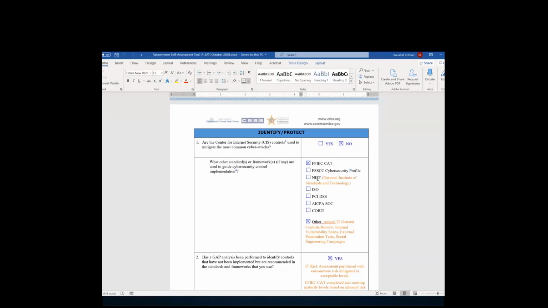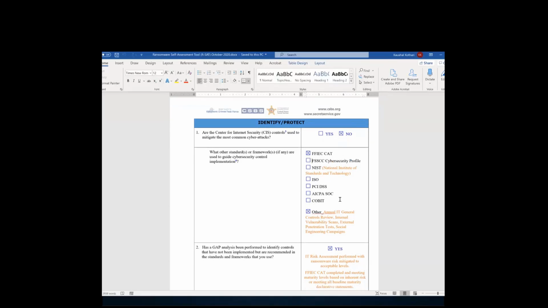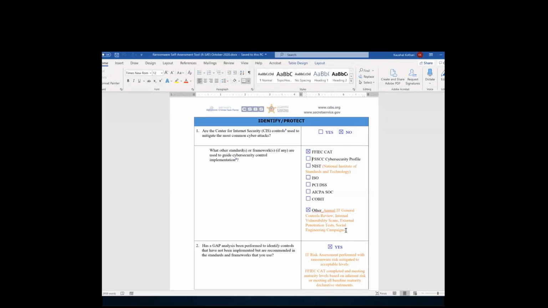And then they have NIST, the National Institute of Standards and Technology, with their NIST controls, whether you're using those or not. Generally speaking, as community banks, we're going to populate just the FFIEC CAT. And then I add in the others, because your audits are really there to audit against some type of frameworks or standards. Our audits use elements from just about every framework in here. So we think it's worthwhile documenting that you also use your annual IT general controls review, your internal vulnerability scans, your external penetration tests, and your social engineering campaigns.